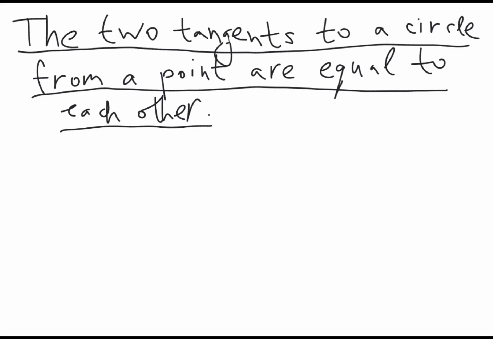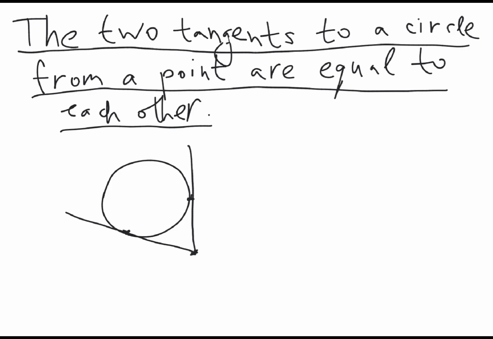Okay, in this video I'm going to talk about the two tangents to a circle from a point, and that they are equal to each other. So basically we have a circle, we have some point, and we draw from this point both tangents to this circle, something like this and like this. So there are only two tangents, and we consider these segments from this point.